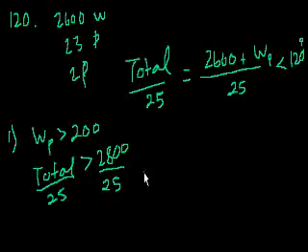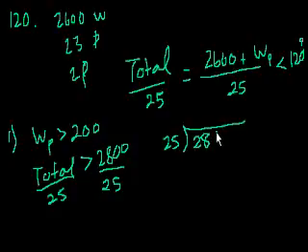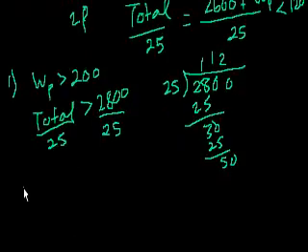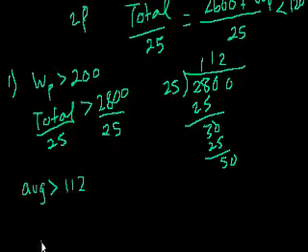And what's 2,800 divided by 25? Let's see, 25 goes into 28 once, 1 times 25, 30, 50, 112. So it tells us that the average is going to be greater than 112. So that doesn't help us.